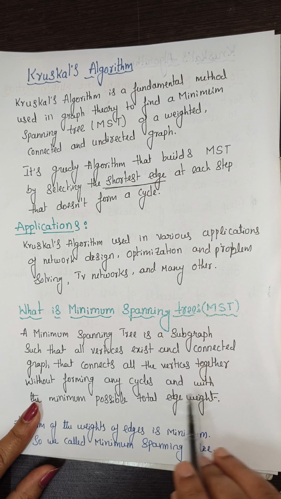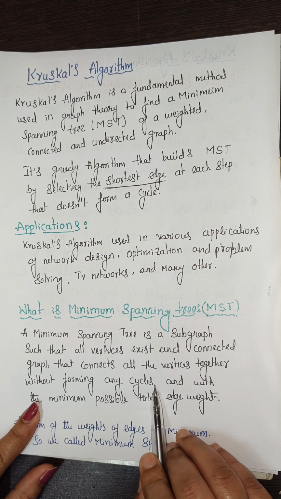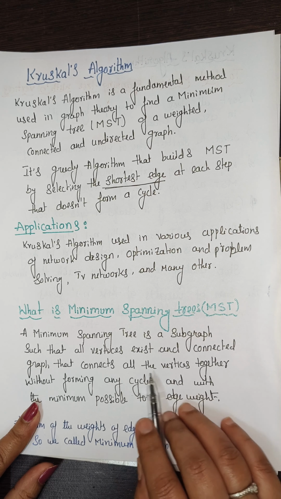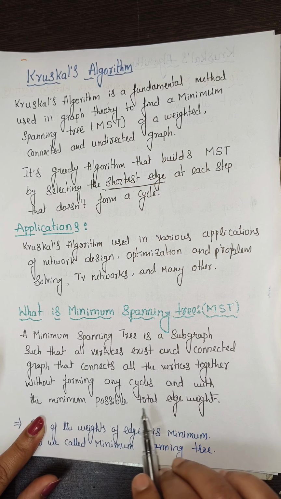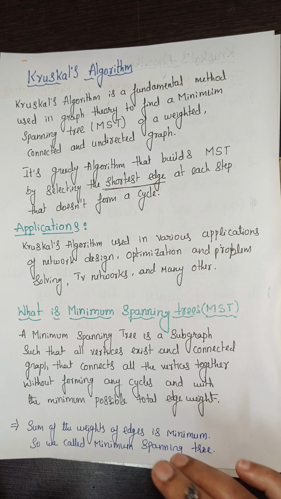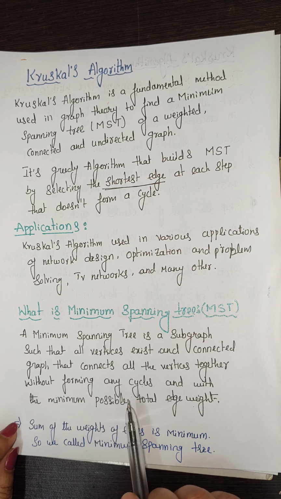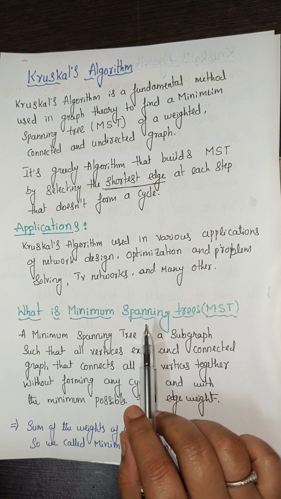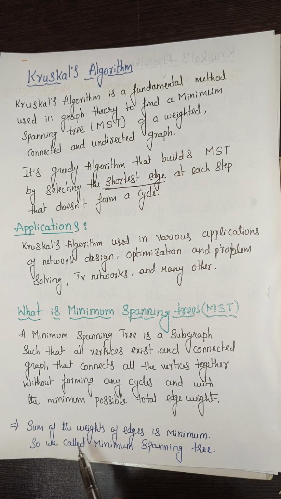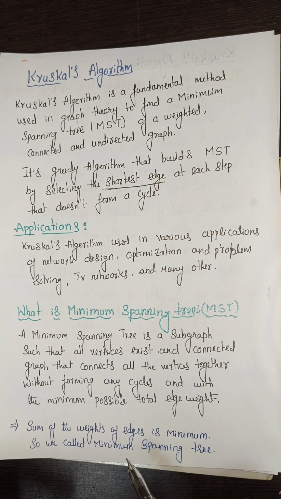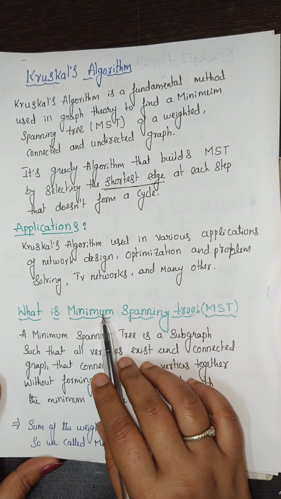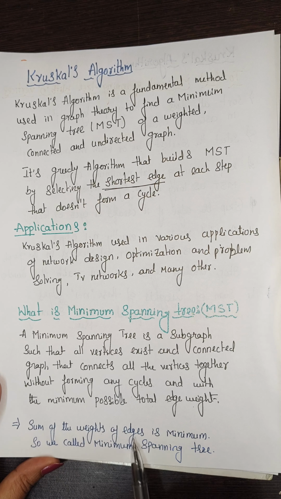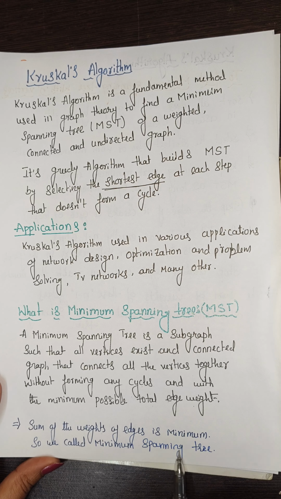The graph connects all the vertices together without forming any cycle. There are no cycles in that subgraph, with the minimum possible total edge weight. We are selecting minimum weights here. The reason we call it the minimum spanning tree is that the sum of the weights of the edges is minimum. We select the minimum weight in each step, and that's why it is given the name minimum spanning tree.